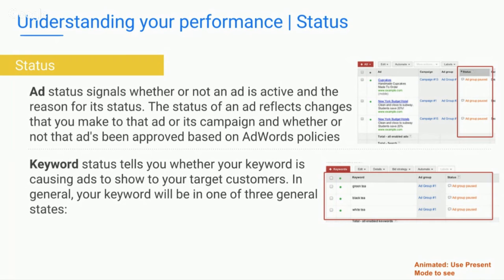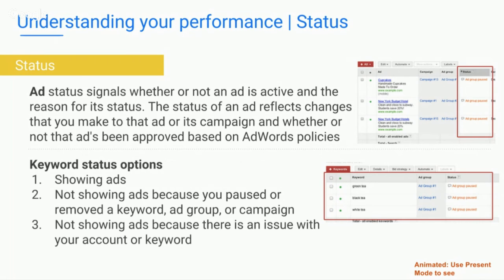As for the keywords, the status will basically tell you whether your keyword is causing your ads to appear or not, and if they're paused. And you'll always see one of the 3 following changes for keywords. It's either going to say it's not showing any ads, it'll say your ads are showing, or it'll say it's not showing because there's an issue with your account or keyword. So definitely go in and see if your keywords are triggering ads.